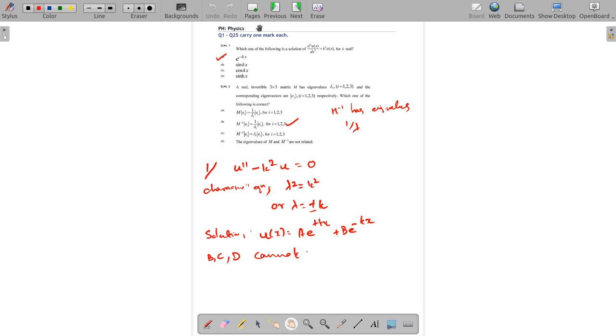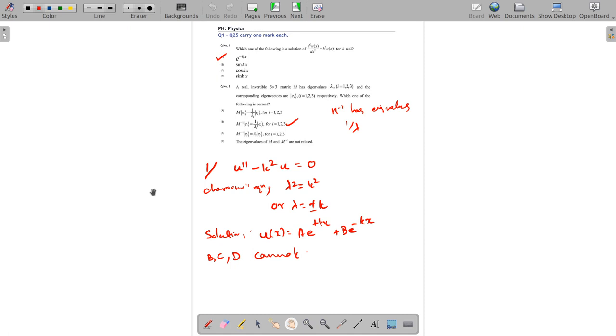Yeah, moving on to physics problems. Question number 1 from this section: which of the following is a solution of the differential equation d square u by dx square equals k square u for k being real? e raised to minus kx, sin kx, cos kx and sinh kx. Okay, so let's solve it.